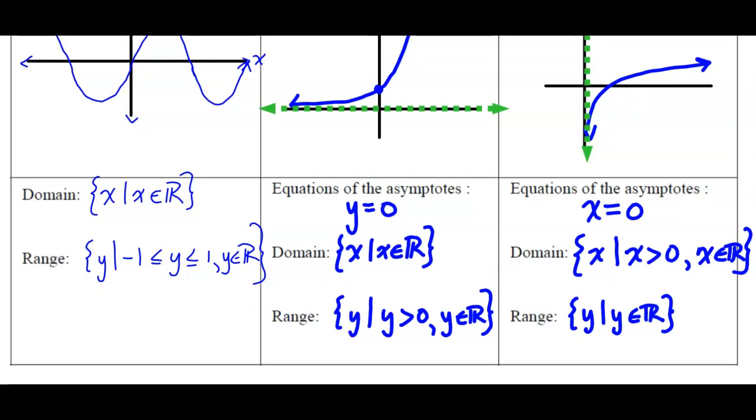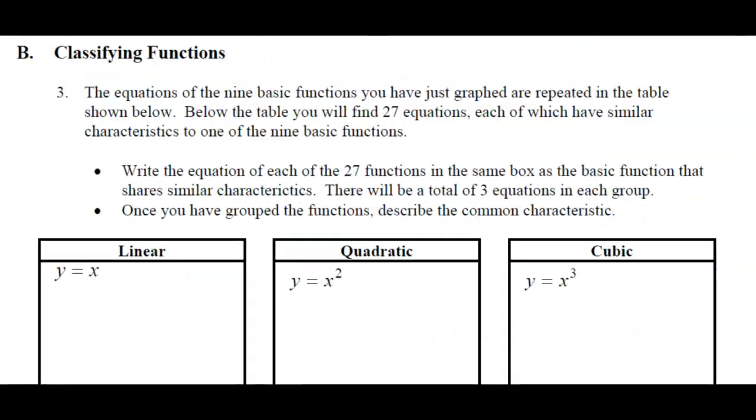Turn over the page. Again, more review about functions. I'm going to classify them, so see if you can do a little, it's more like a matching game. Back to when you were a kid, but now you're matching functions that you've learned. Go to the next. It says, write the equation of each of the 27 functions in the same box as the basic function that shares similar characteristics. There will be a total of 3 equations in each group. Once you have grouped the functions, determine the common characteristics.